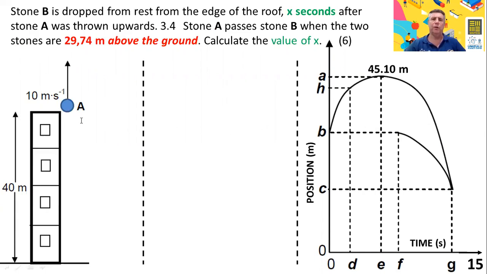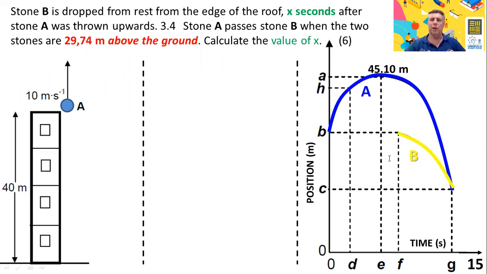So stone A is thrown upwards, and on the graph, that blue trajectory is that of stone A. It starts from 40 meters, goes up to 45.10, which we've just calculated, and then falls to 29.74. And that takes a total time from 0 to G seconds.